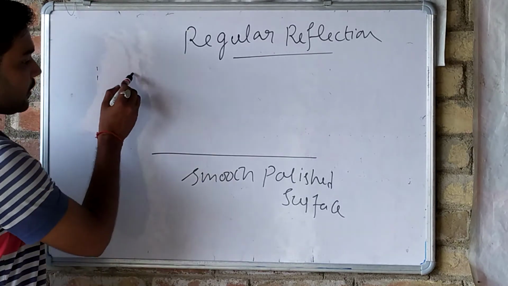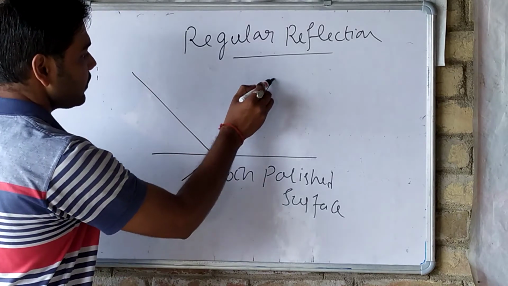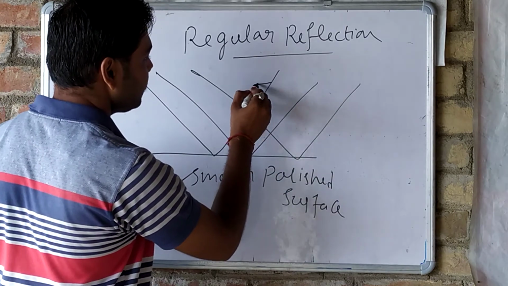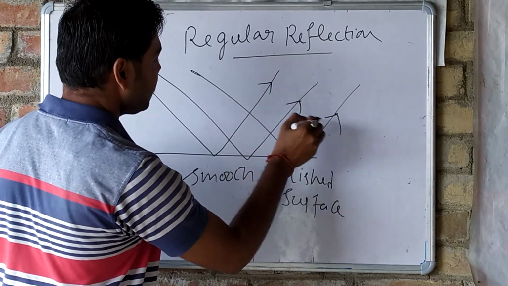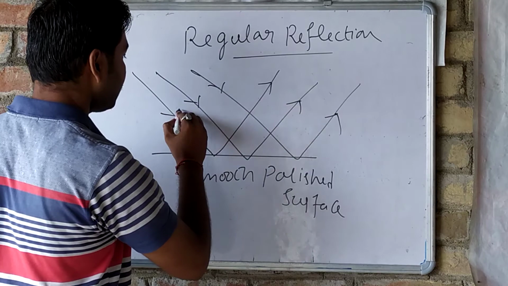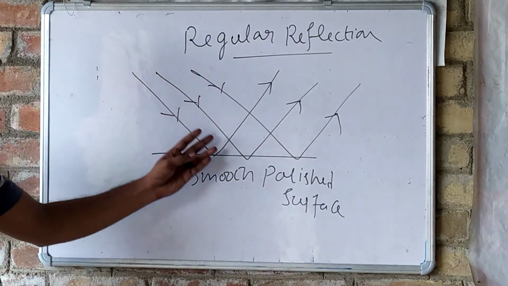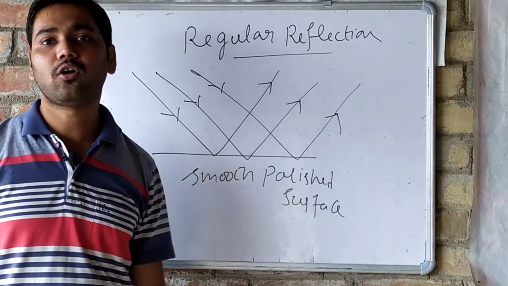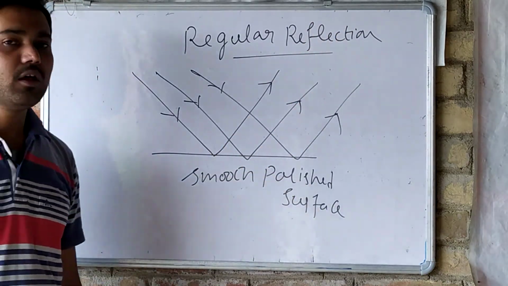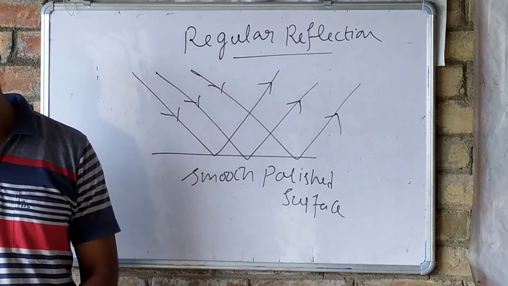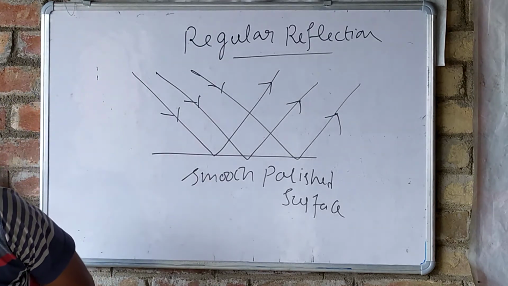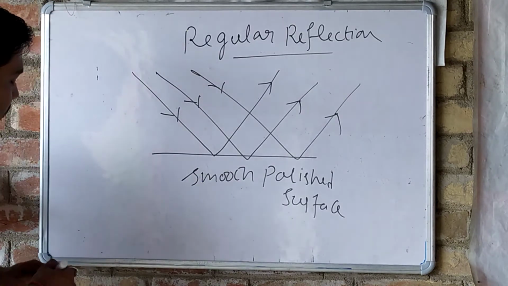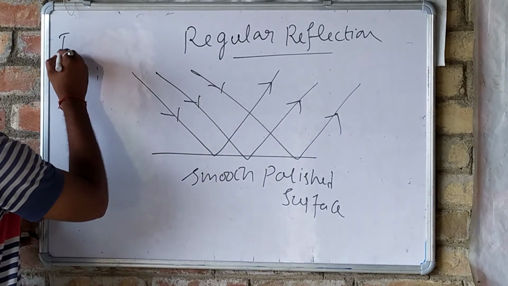That means you are seeing in the diagram like this. So this is the regular reflection. That means when a parallel beam of light after striking the smooth polished surface reflects parallelly on the other side, this is known as regular reflection. And what about irregular reflection? That means when we have a diffused reflection, it is known as irregular reflection.